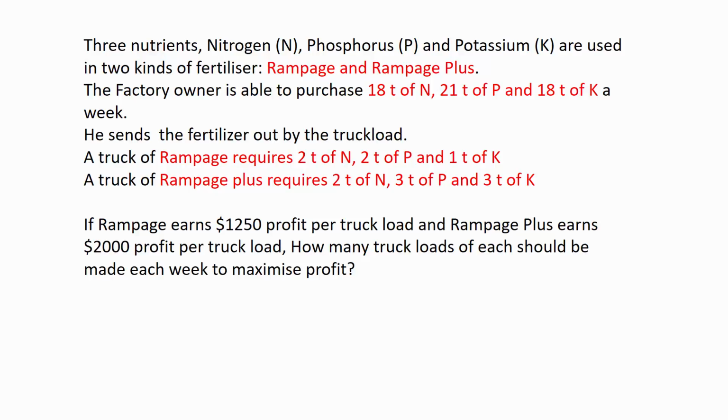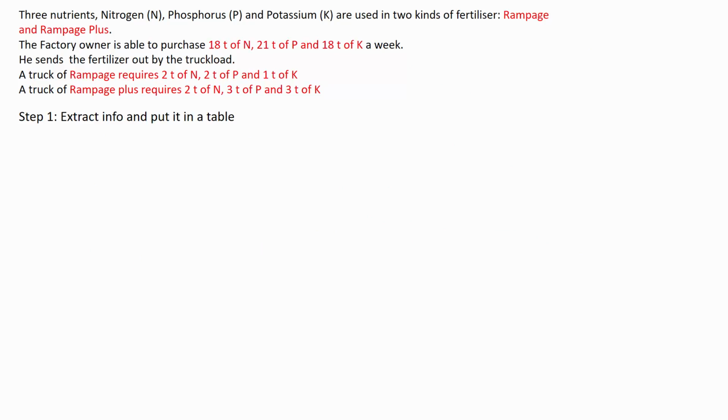So the question is, if Rampage earns $1,250 profit per truckload and Rampage Plus earns $2,000 profit per truckload, how many truckloads of each should be made in each week to maximize profit? So the first thing we need to do is extract the information from the question and put it into a table.